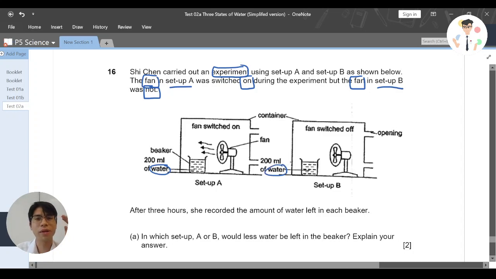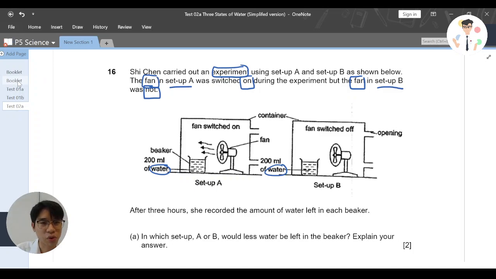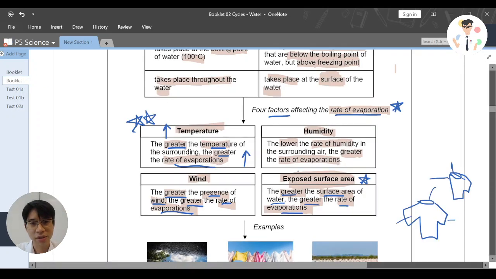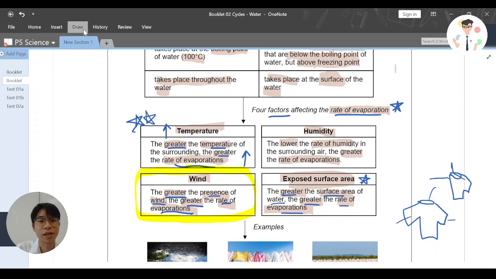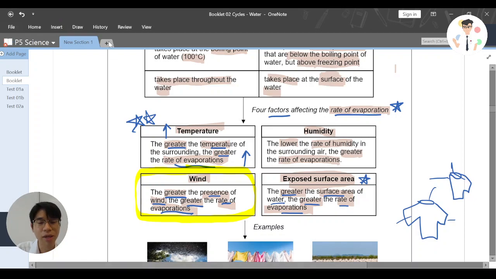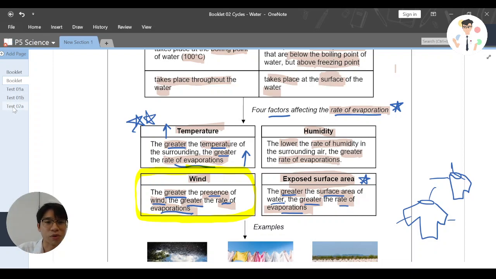Fan, water. What actually comes into your mind? You should think back to booklet 2, the water cycle booklet, right? And there's a fan, and a fan gives you what? The presence of wind. So you should immediately think of this. Now, can you see this? This is what you should think of. And with this, what does it tell you? The greater the presence of wind, the greater the rate of evaporation. So let's go back to question 2A first.